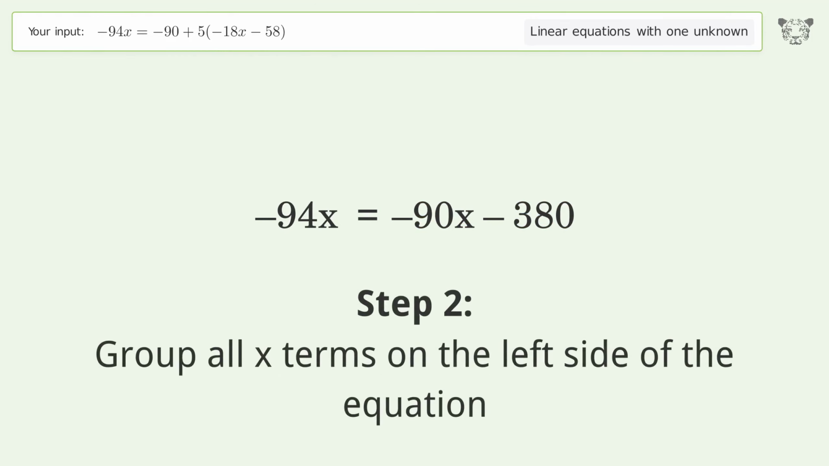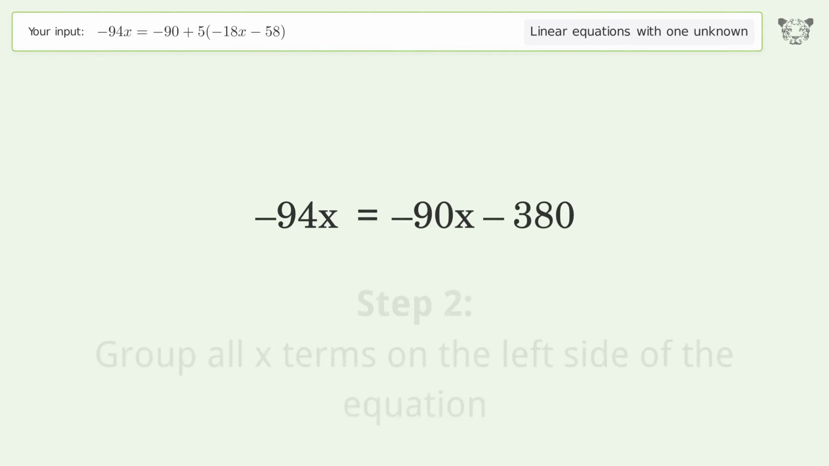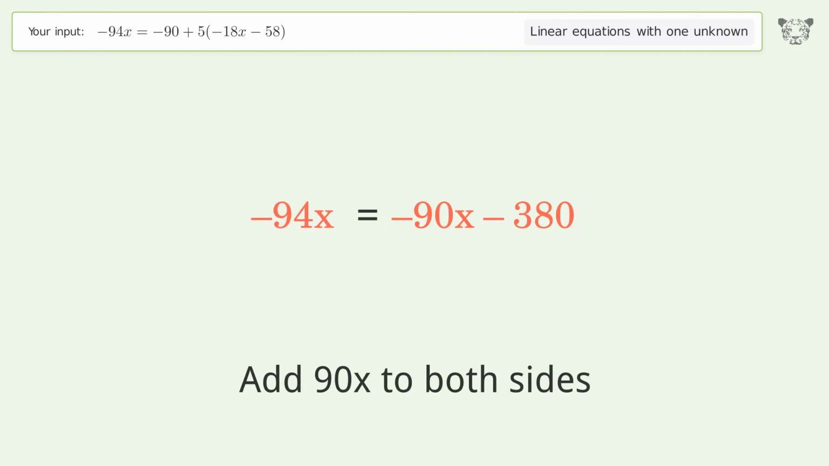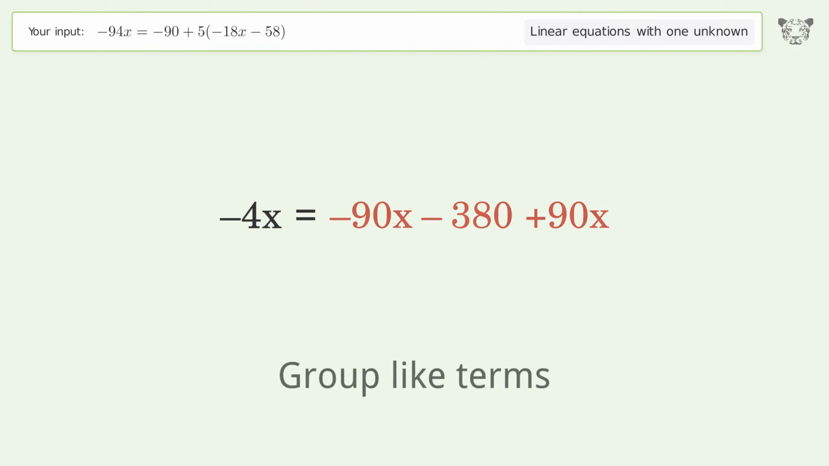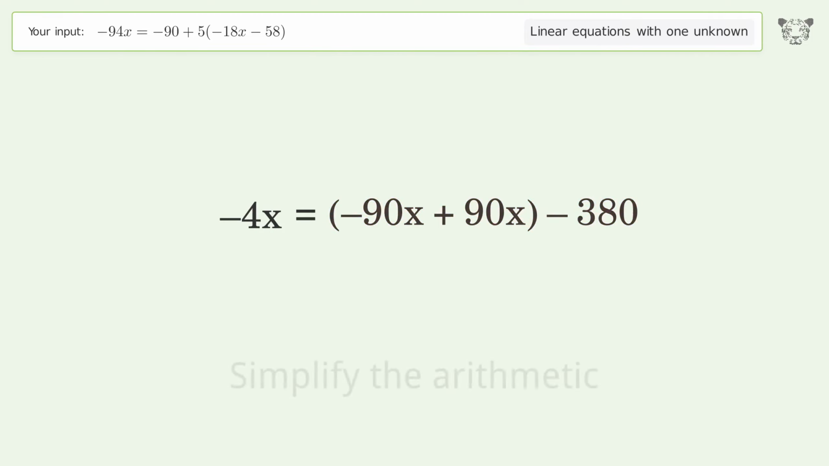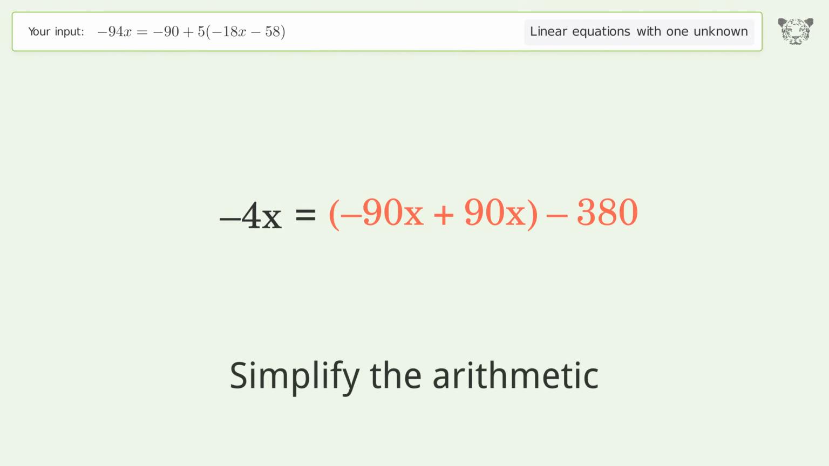Group all x terms on the left side of the equation. Add 90x to both sides. Simplify the arithmetic. Group like terms. Simplify the arithmetic.